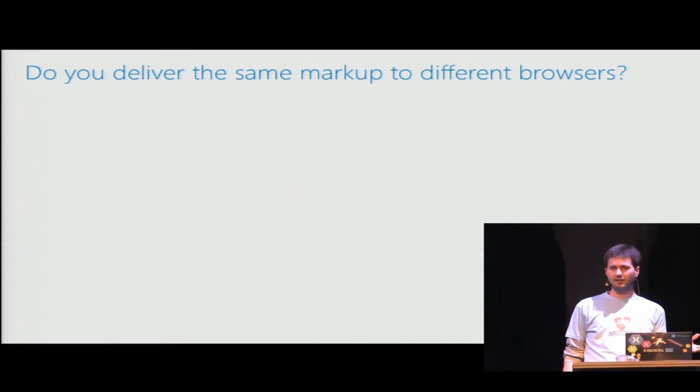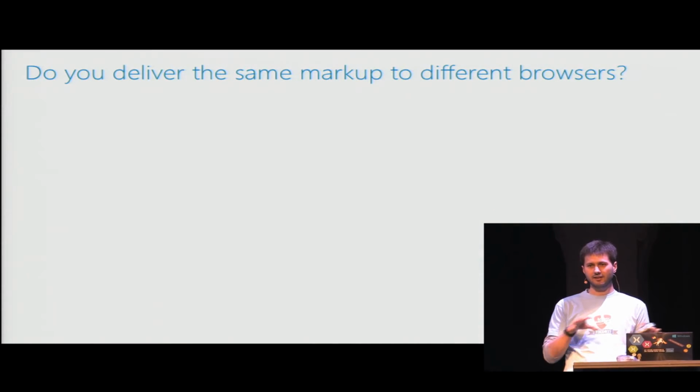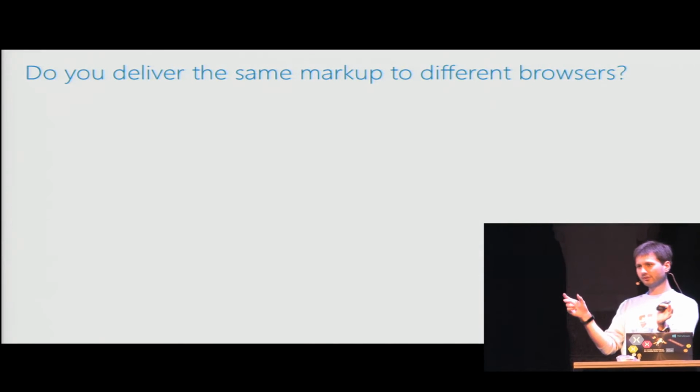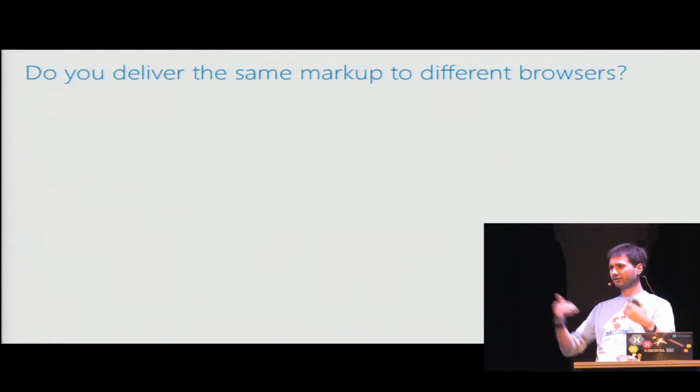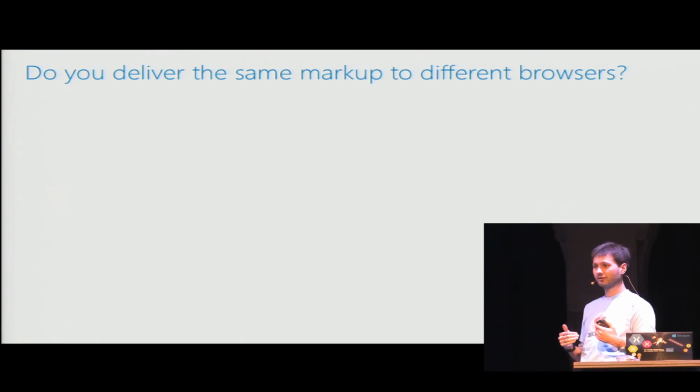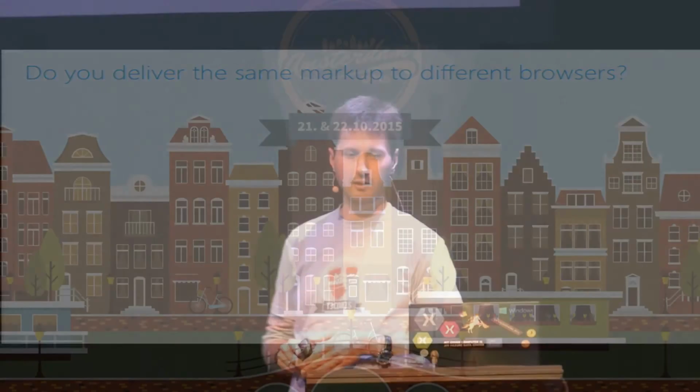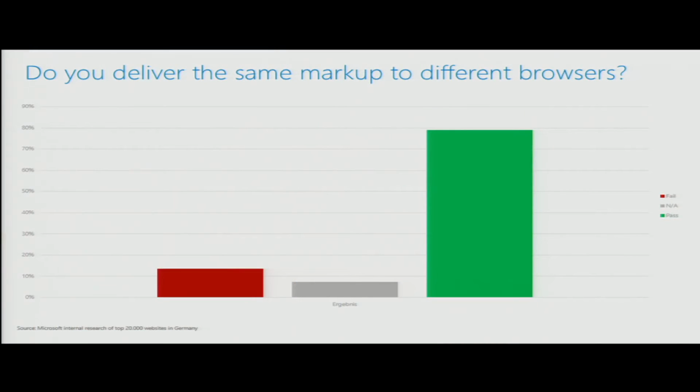So do you actually deliver the same markup? And this is another test we ran. So we took different user agent strings and compared the result coming back from the web service. And what we found is that we are on a good way there. So about 15% of the websites still deliver different markup to different browsers depending on the user agent string. So those 15% of the websites should really have a look at their JavaScript and their server-side code and decide why they are still doing that.